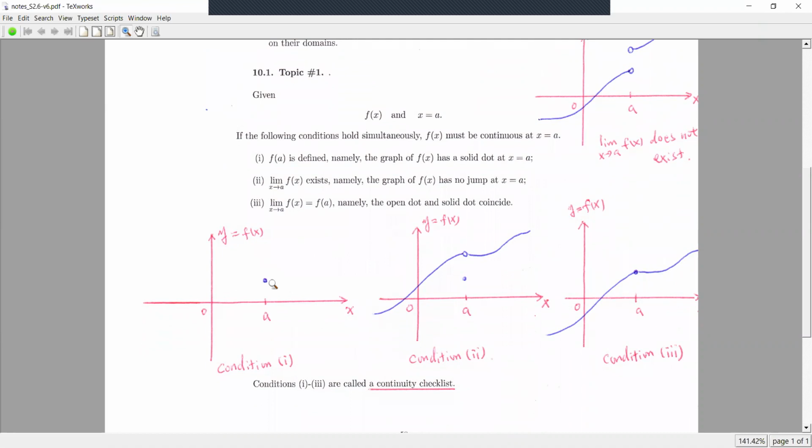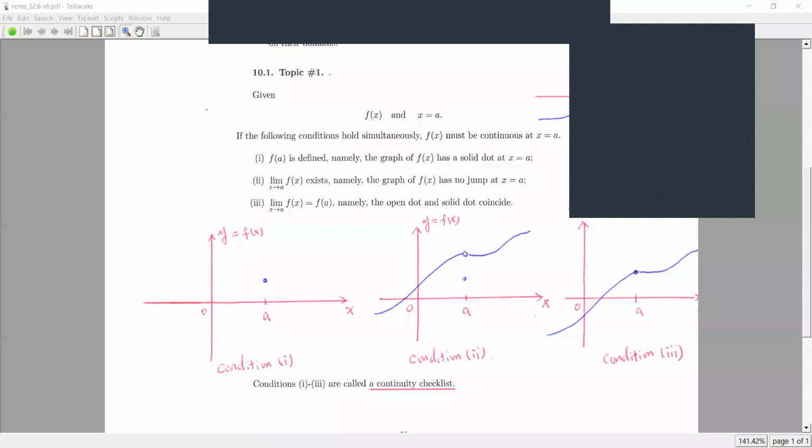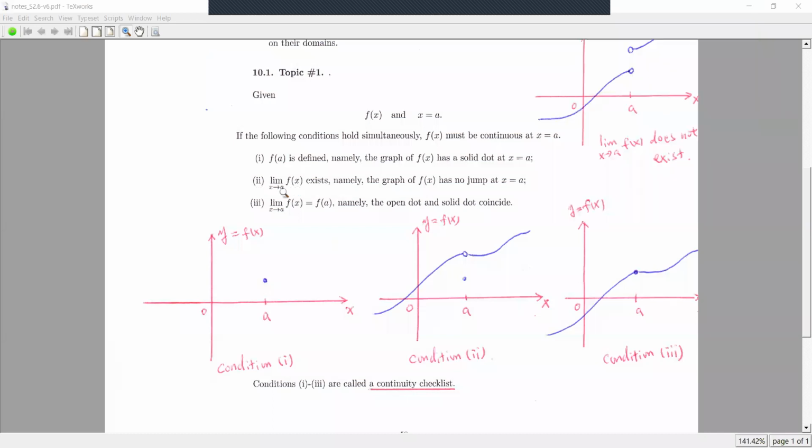If the function is not defined at a point A, then the graph at a point A will have an open dot. Therefore, the graph will have a break at a point A, not continuous. Condition 2, the both-sided limit at point A exists. Namely, the graph has no jump at point A. This case, the both-sided limit at point A exists.